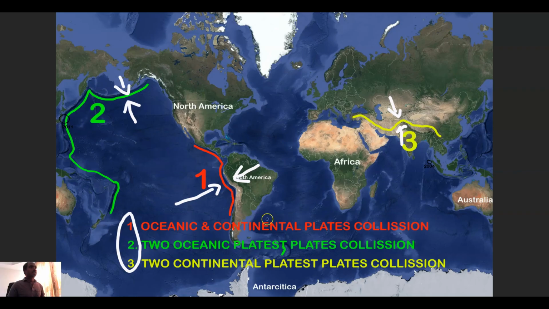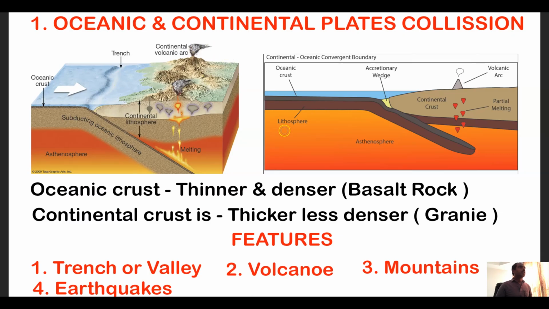So let's look at this first convergent plate boundary type, oceanic and continental plate collision. We are going to look briefly at what it is and what happens when oceanic and continental plate collide. Then we are going to go ahead and see if we can find all these features in the Google Maps. So here is what happens when oceanic plate collides with a continental plate here.